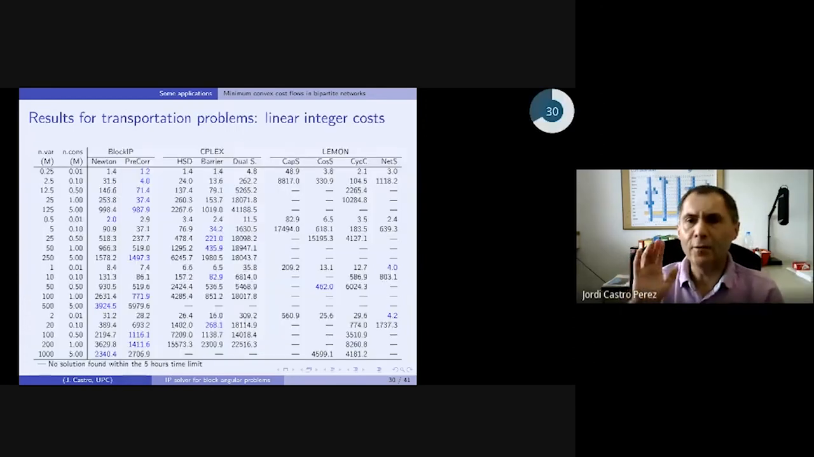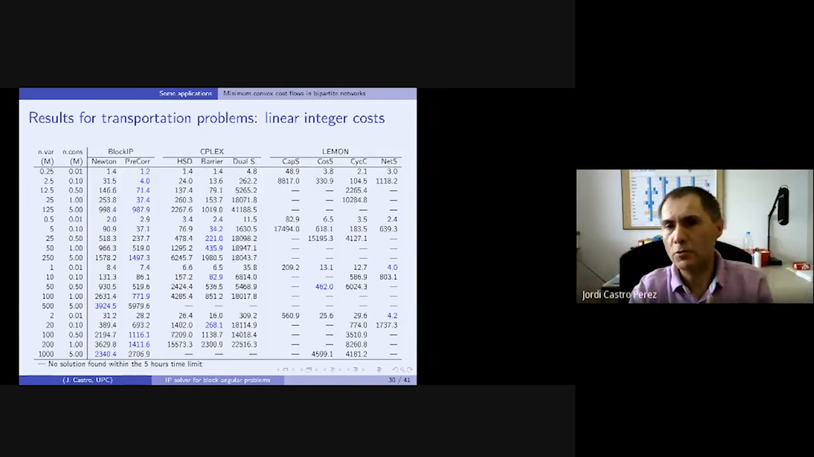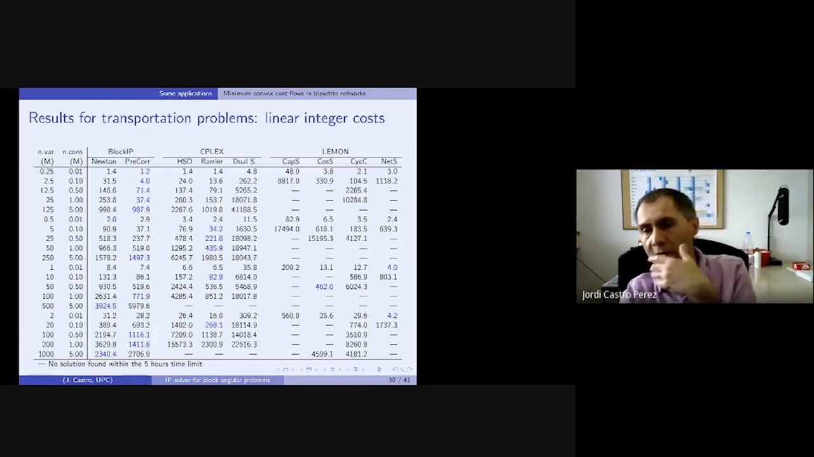Okay, these are results for problems considering linear integer cost. Why integer? Because to compare our algorithm, we considered C++, but we also tried the best package for network optimization. Lemon is probably today the best optimization package for network optimization. Lemon contains almost all the algorithms in the famous book by Ahuja, Magnanti, and Orlin on network optimization, in particular the capacity scaling, cost scaling, cycle canceling, and network simplex.